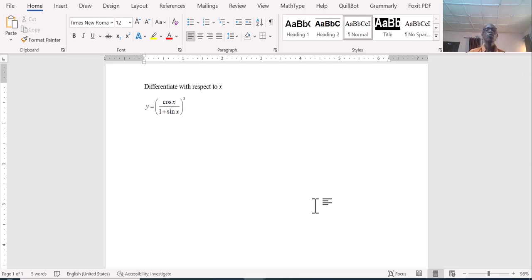Now we are asked to solve this question on differentiation. Differentiate with respect to x: y equals cos x all over 1 plus sine x, all cubed. So let's see how we're going to solve this problem. So we'll start.